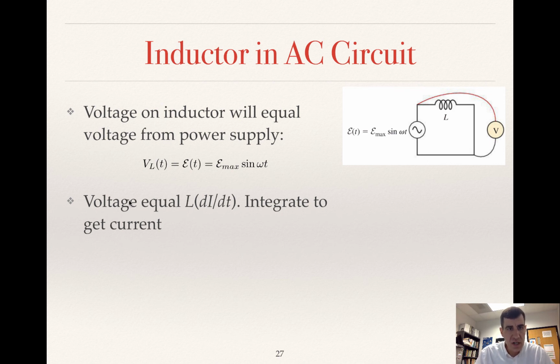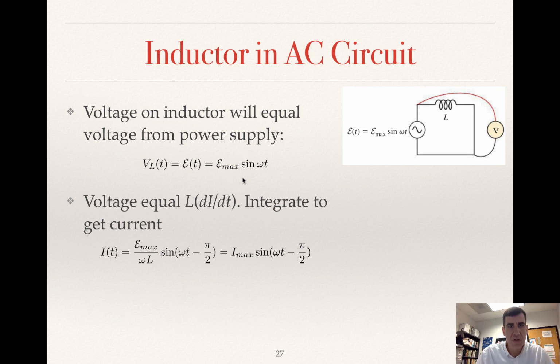In the inductor, we know from the definition of inductance that the voltage has to be the self-inductance times the time derivative, di dt. So we want to solve this for the current I, so we actually have to integrate. When we integrate, we get the current as a function of time as the maximum voltage over omega L times sine of omega t minus pi over 2.